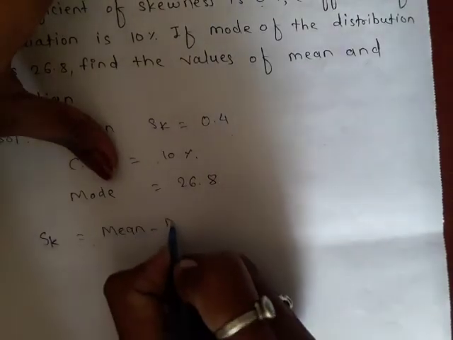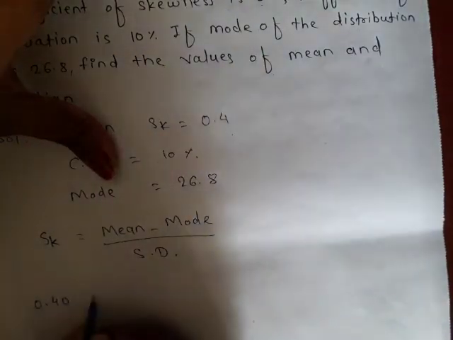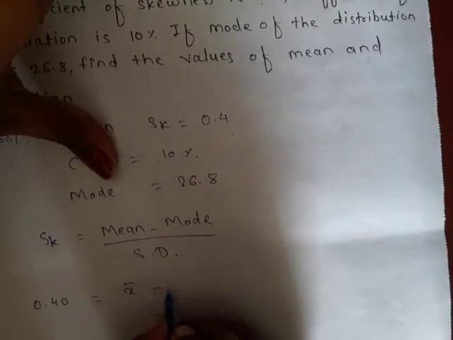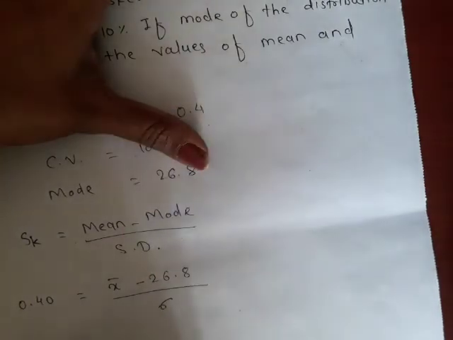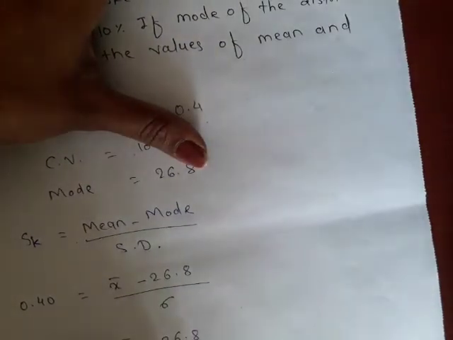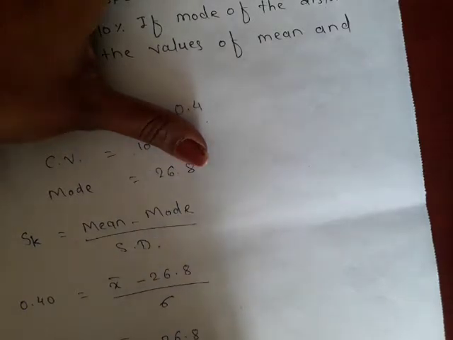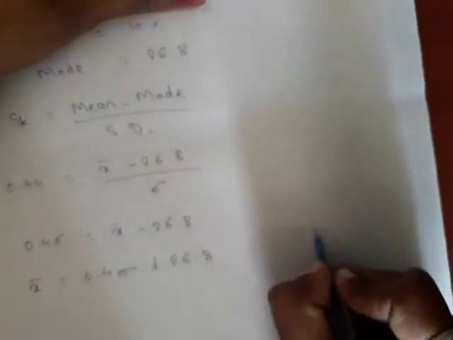We know that Sk, the coefficient of skewness, is equal to (mean minus mode) divided by standard deviation. Sk is 0.40, which is equal to x bar minus mode, 26.8, divided by standard deviation sigma. So rearranging, 0.4 into sigma is equal to x bar minus 26.8. Also, x bar is equal to 0.4 sigma plus 26.8. This is the first equation.